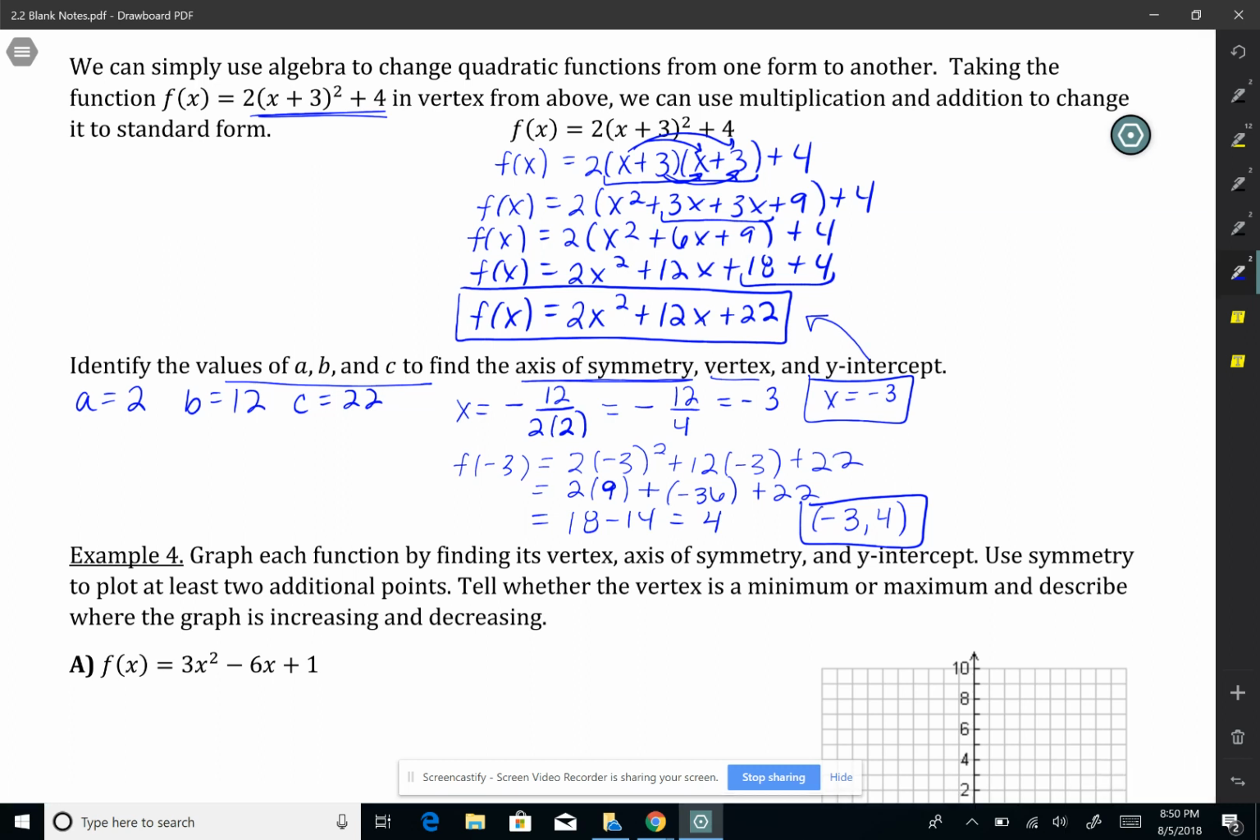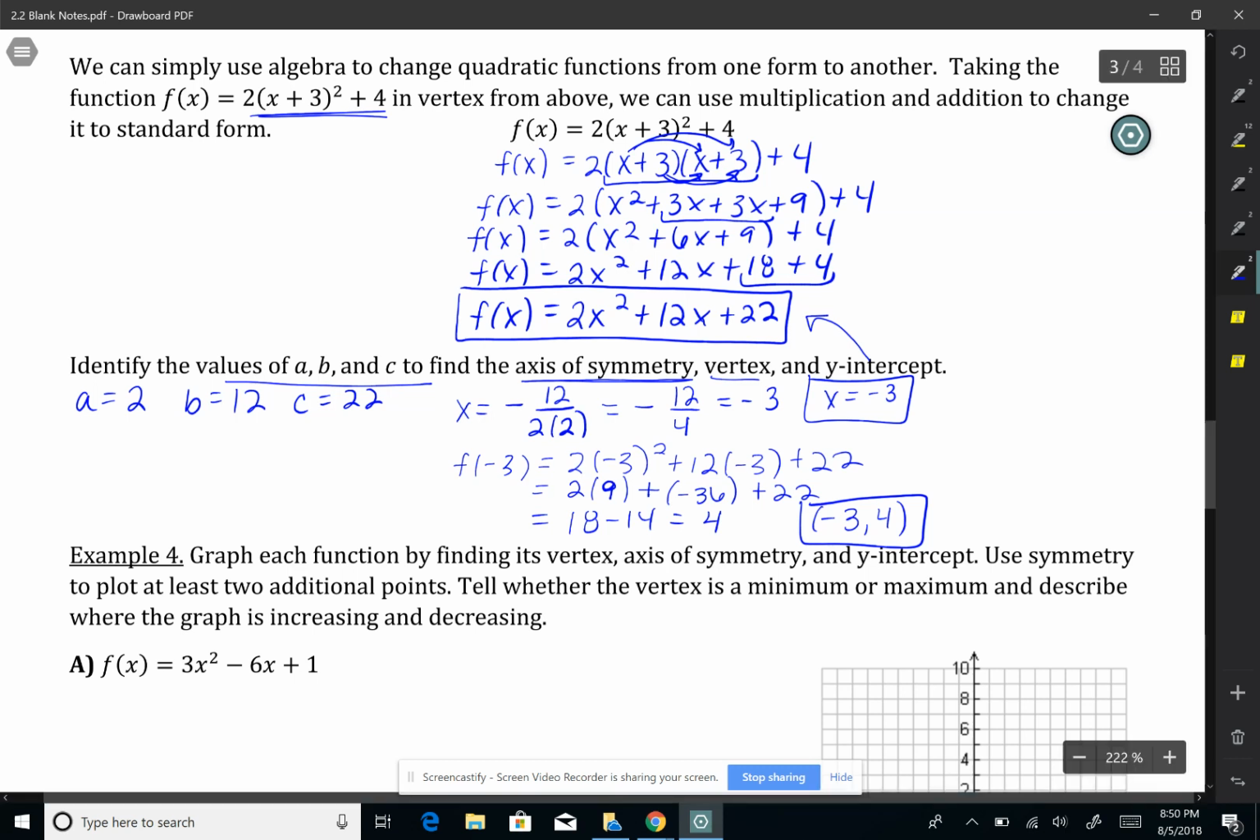Finally, our y-intercept is just the ordered pair 0, c, and c is 22. So our y-intercept is 0, 22.